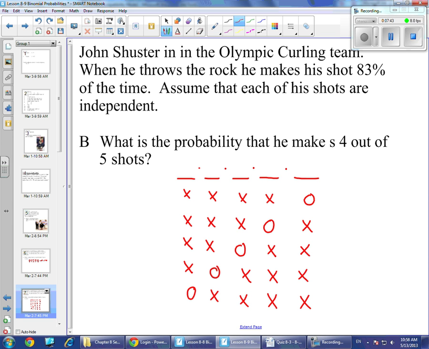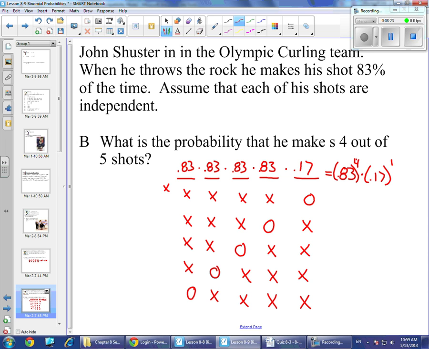Because there is an order to the shots, these 5 scenarios are technically different scenarios that give him 4 makes and 1 miss. Now let's look at the probability of the top one. The probability that he makes his first shot is 0.83, the next one is 0.83, the next is 0.83, and 0.83. Now the probability that he misses the last one, you have to remember, is 0.17. So I multiply by 0.17 there. This ends up being 0.83 to the fourth times 0.17 to the first. That's the probability that he makes the first 4 and misses the last one.